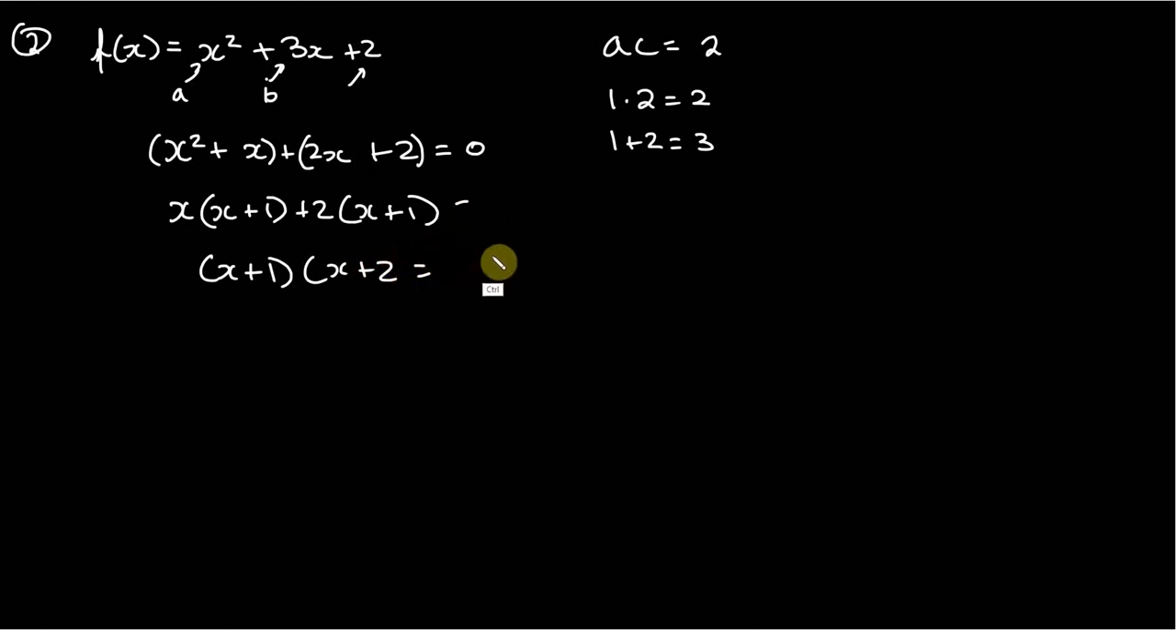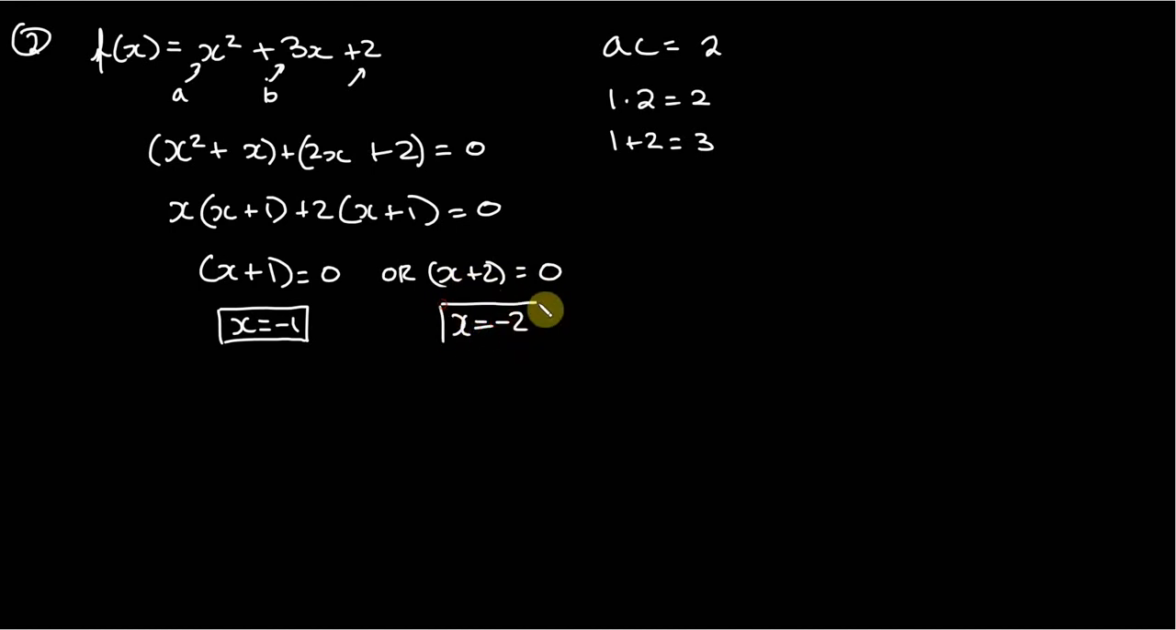Okay, these are set to equal 0. So x plus 1 equals 0, or x plus 2 equals 0. Now we need to solve for x. We subtract 1 from both sides, so x equals -1. In this case here, we subtract 2 from both sides, so x equals -2. So these are our two solutions to this equation, our two roots, as we'll see when we plot the graph.